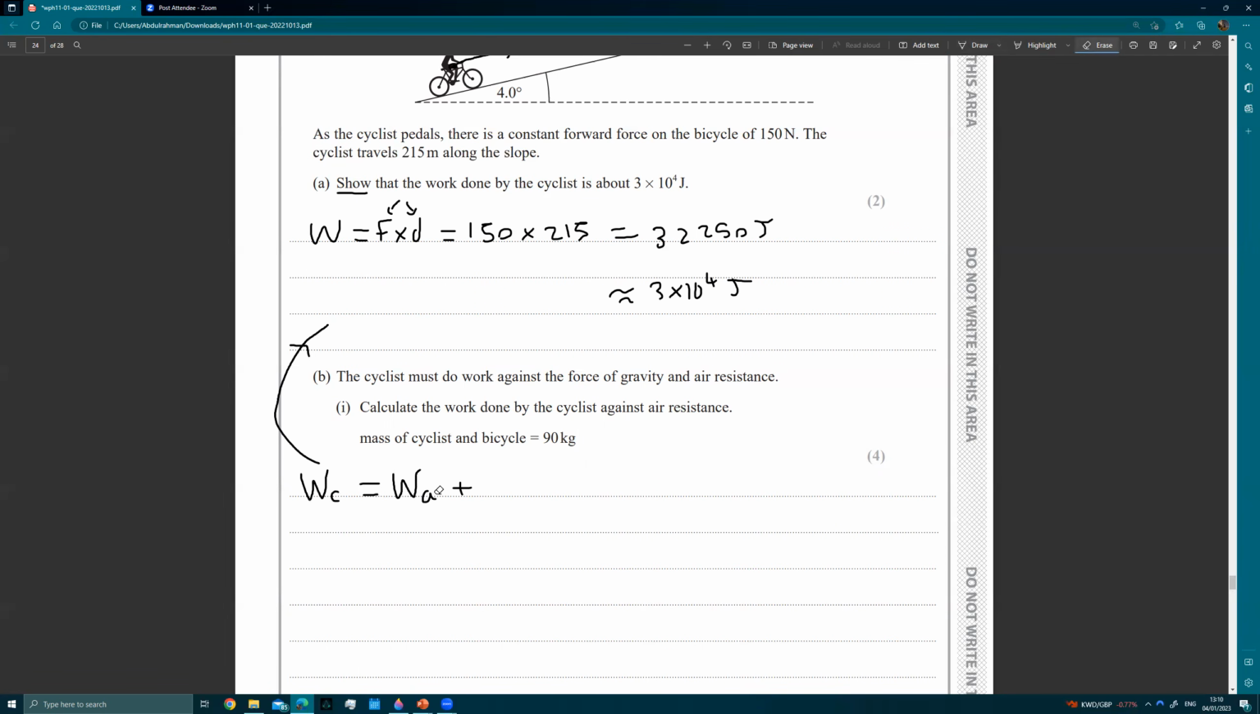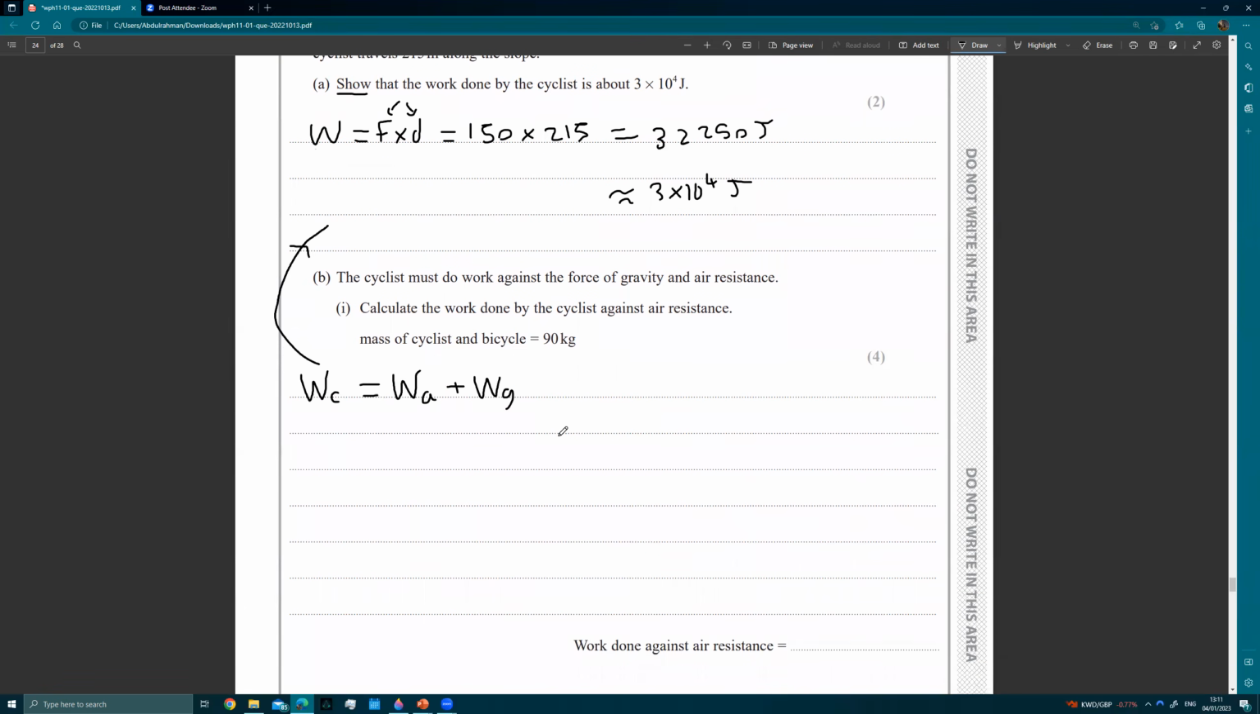So let me repeat that. It is equal to the work done against air resistance, which is the energy transferred to the surroundings due to air resistance, plus the work done against gravity. This is the energy transferred to gravitational potential energy. So I'm going to repeat that one last time because I feel like I said that very awkwardly. The cyclist is doing work, and this energy is being transferred to two things. It's being transferred as work done against air resistance, and it's also being transferred as work done against gravity, so as gravitational potential energy. That's where his energy is going.